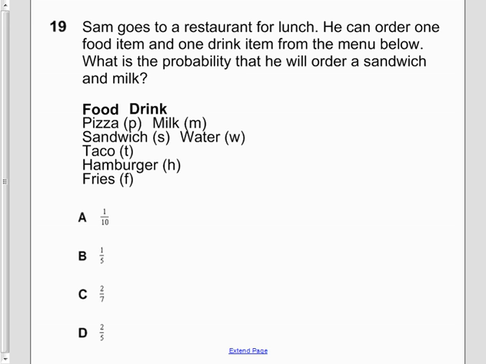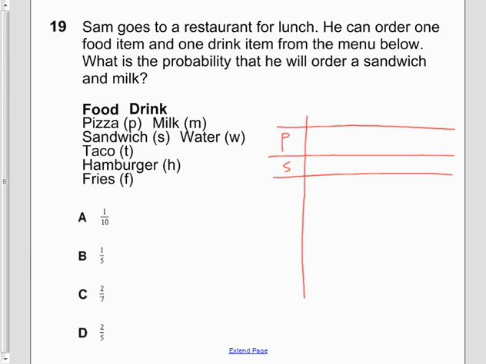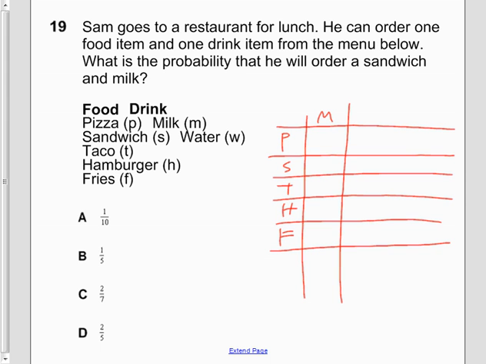So if I look at these, for food, there are pizza, sandwiches, tacos, hamburgers, and fries, none of which are really healthy meal choices. And there's milk, and there's water. So we can clearly see that there are overall 10 possible combinations, right? Of those, which one is a sandwich and milk? Only one choice out of 10, which makes it a 10% likelihood that he will order a sandwich with milk.